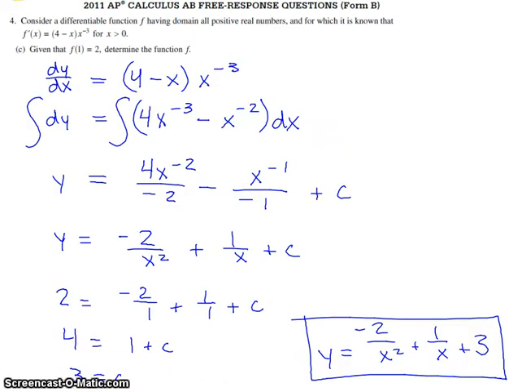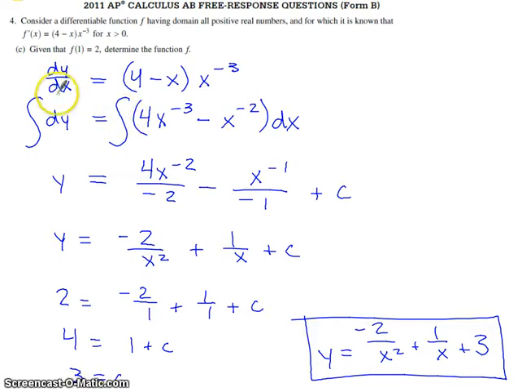In part C of this, we are given the fact that f of 1 equals 2, and then we want to determine the function f. Now the approach that I took here was, I could have done this from a strictly antiderivative approach, but what I chose to do is I chose to treat it like a differential equation. So I re-represented f prime with dy dx, the derivative of y with respect to x, and then I also distributed my x to the negative third into this set of parentheses and got 4x to the negative third, and then x to the first times x to the negative third, multiply like bases, add those exponents, and you get an exponent of negative 2.